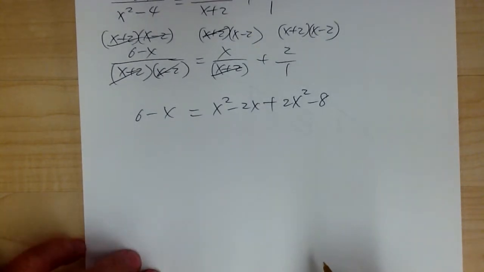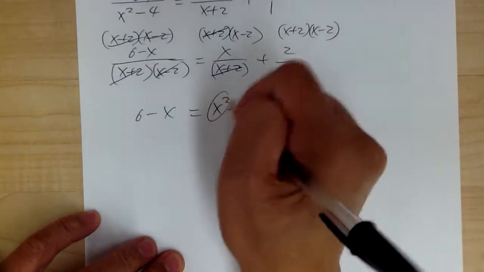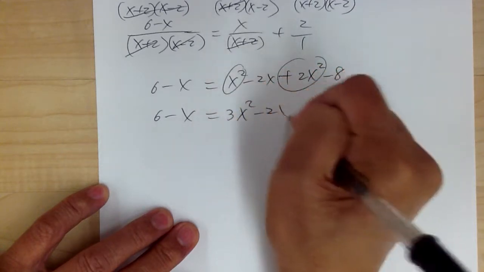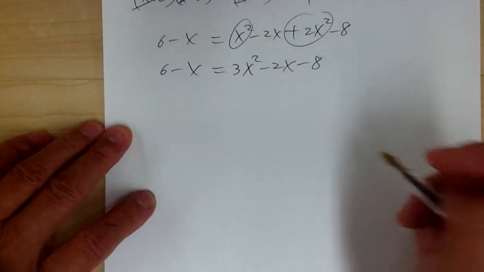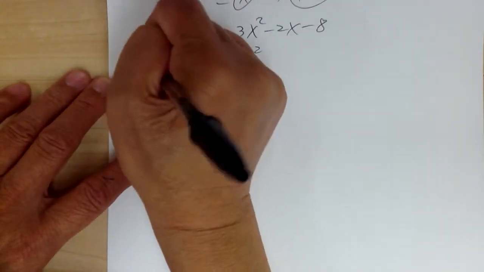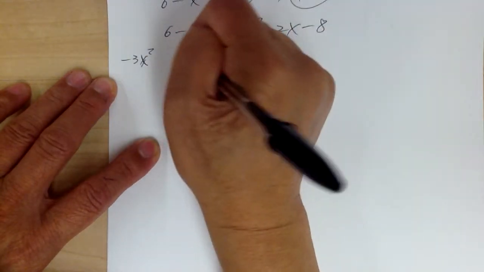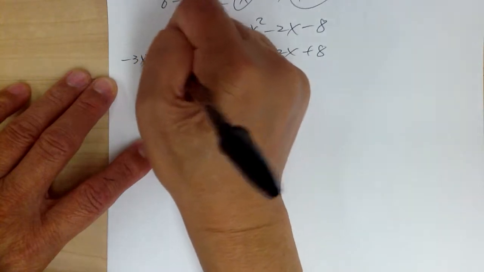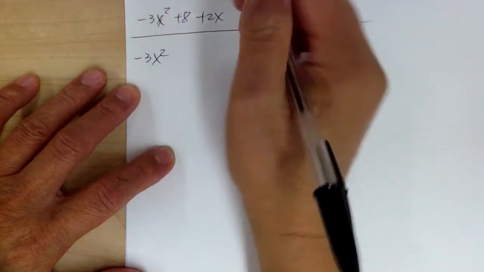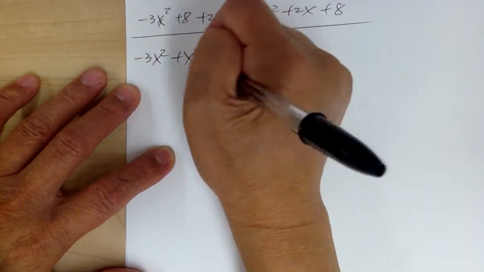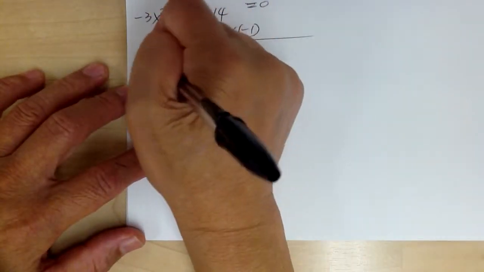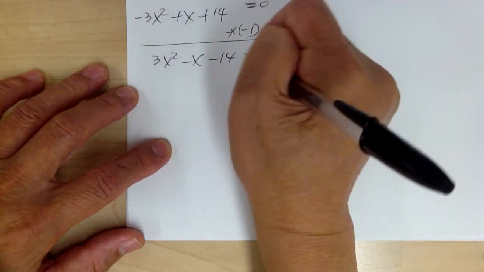Okay, so let's go and combine the like terms a little bit. So you got 6 minus x equal to 3x squared minus 2x minus 8. Okay, so let's move 8 into this side. So minus 3x squared, plus 2x, plus 8. So you have equal to 0, right? So you're going to get minus 3x squared, and this would be plus x, this would be plus 14. Multiply by negative 1 to get rid of the negative in front. So you got 3x squared minus x minus 14 equal to 0.